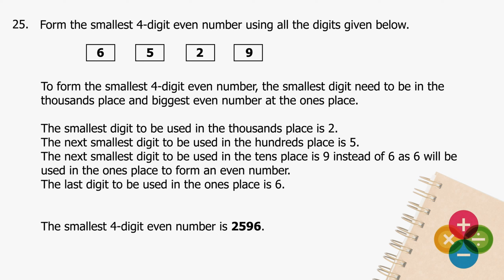To form the smallest 4-digit even number, the smallest digit needs to be in the thousands place, and the biggest even number at the ones place. The smallest digit to be used in the thousands place is 2. The next smallest digit to be used in the hundreds place is 5. The next smallest digit to be used in the tens place is 9, instead of 6, as 6 will be used in the ones place to form an even number. The last digit to be used in the ones place is 6. The smallest 4-digit even number is 2596.